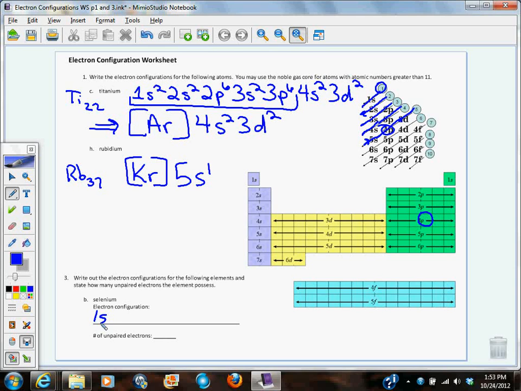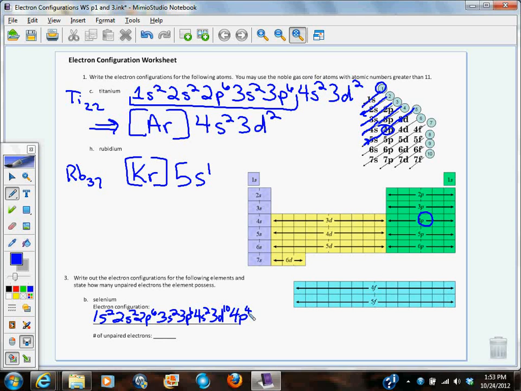1s2, 2s2, once again using my diagonal diagram, 2p6, remember in the p's there's always 6, and then 3s2, 3p6, then 4s2, 3d10, and finally 4p. And how many electrons are there in that 4p? Well, there's only 4 left over. It would be 4p4.